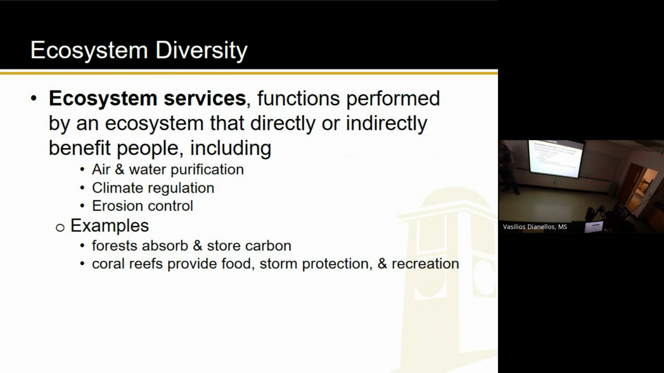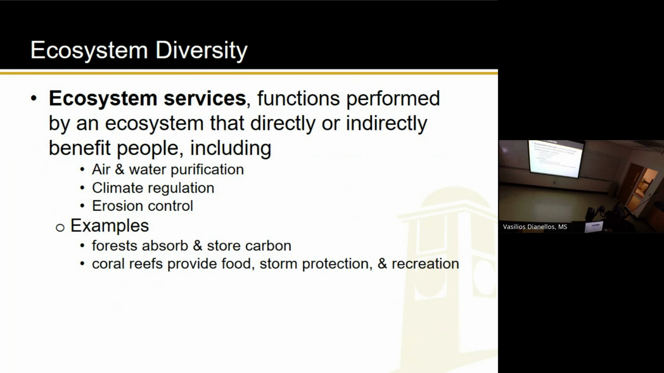There's something called ecosystem services, which you do need to know for the exam. These are functions that are performed by an ecosystem that directly or indirectly benefit people, right? So again, this isn't just a tree hugging thing. This is a survival thing. We need ecosystems to live. Among other things, ecosystems provide us fresh air. They provide us water purification. They provide climate regulation. They provide erosion control. There's a lot of things they provide us. That's just some of it.